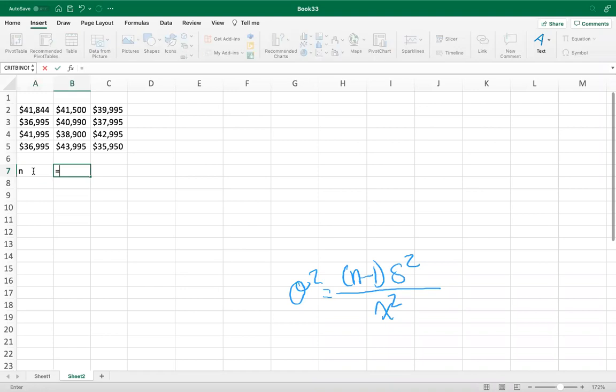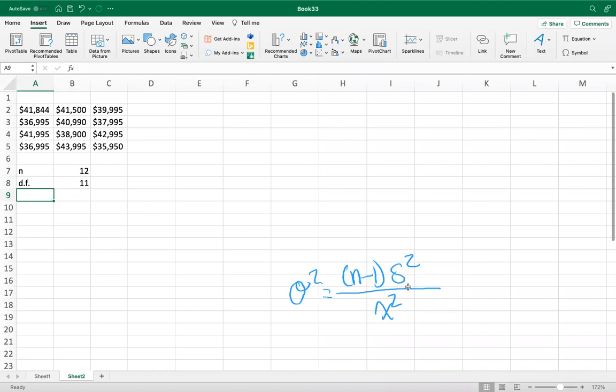N equal to, this is a shortcut just to get you what N is, just based off the data here. So we're going to say count, C-O-U-N-T, and highlight the data. And it's going to tell us how many different values we have here. So we have 12 different values here. This is our degrees of freedom, equal to N minus 1. And we have that.